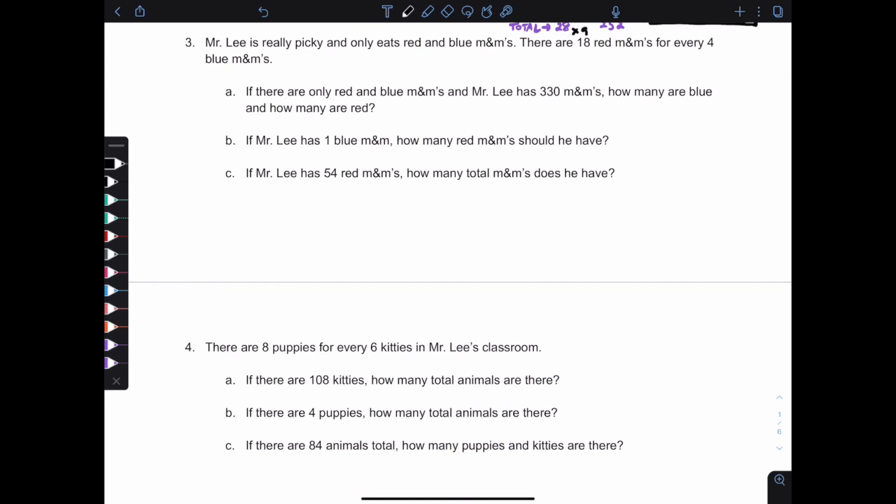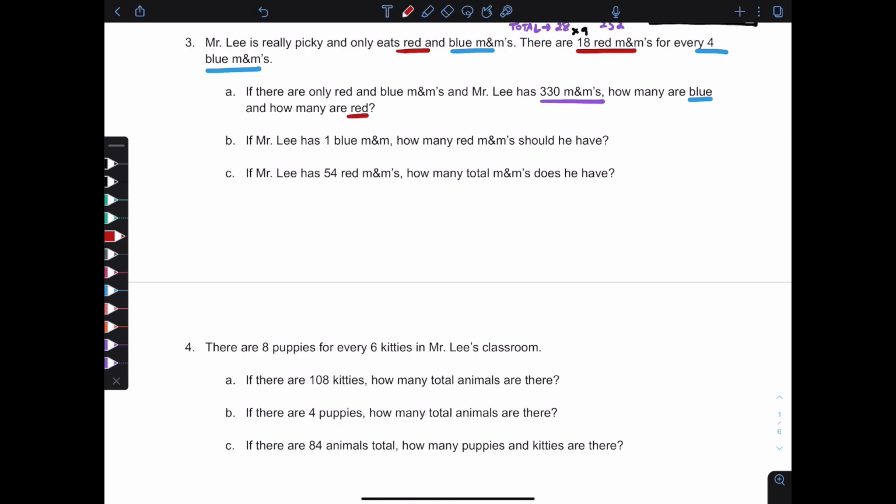Mr. Lee is really picky and only eats red and blue M&Ms. I guess it's only fitting if I use some sort of reddish color for this one and some bluish color for this one. So red, there's going to be 18 red M&Ms for every 4 blue M&Ms. The question says if there are only red and blue M&Ms and Mr. Lee has 300, this is 300 total M&Ms. How many are blue and how many are red? So the question is, how many individual ones are there of each of these colors?